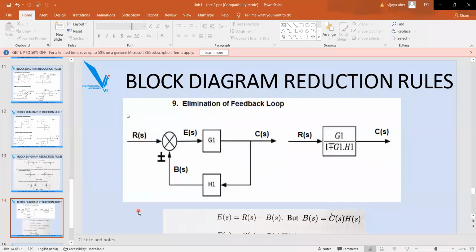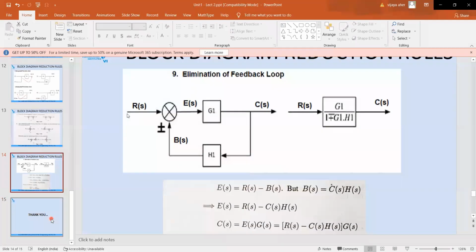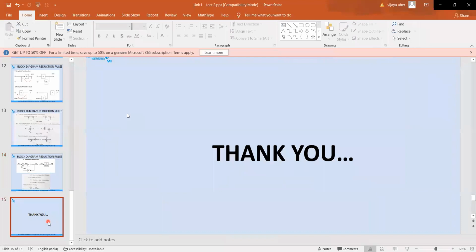So this is how you have studied all 9 rules for block diagram reduction. Now by using these 9 rules, you can reduce any block diagram to a simpler one. Any complicated block diagram you can convert into a simple one. लगेच काही एक्झाम्पल घेत नाहीये मी, अजून थोडस शिकवून मग आपण एक्झाम्पल घेऊया. Now this is what I have explained about block diagram reduction rules.